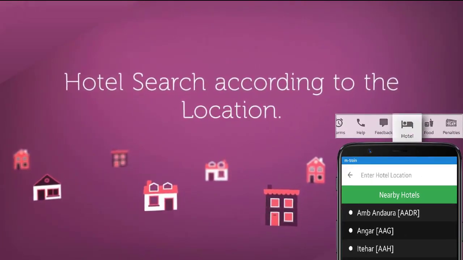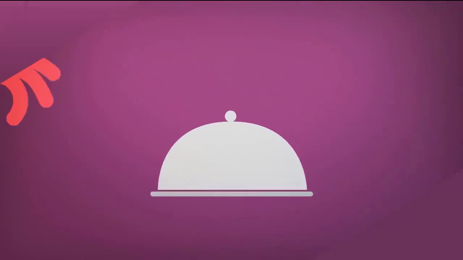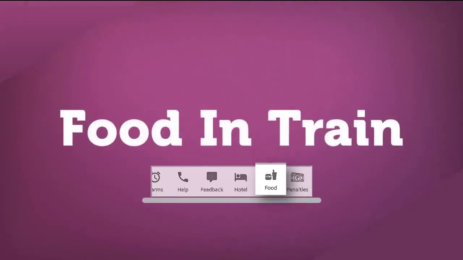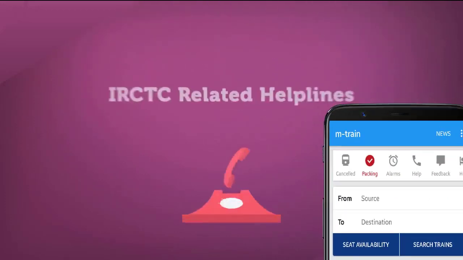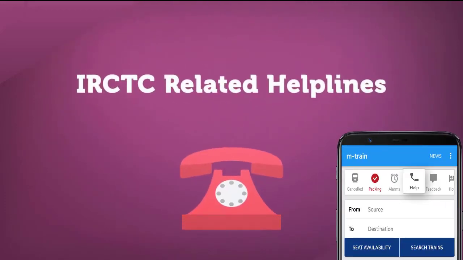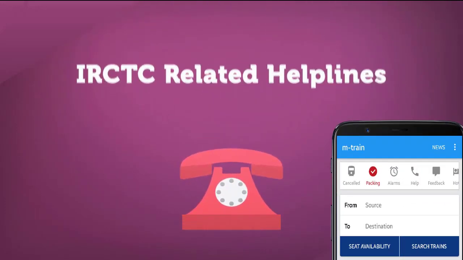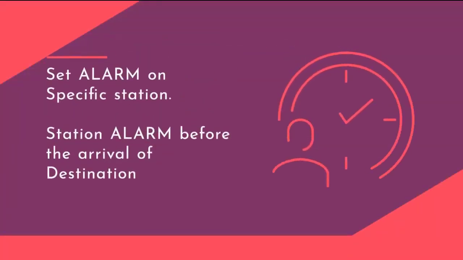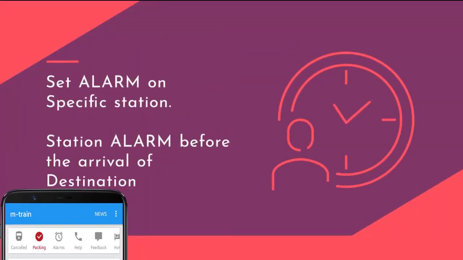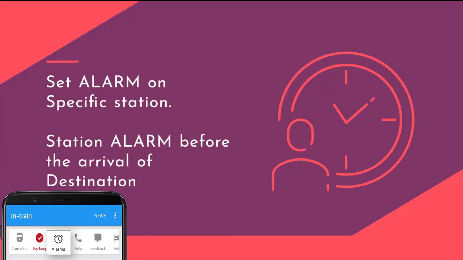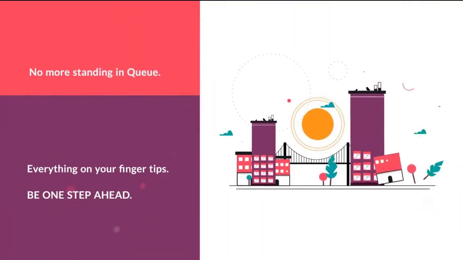You can also search the hotel according to your location. Feeling hungry while commuting? Just use the Food and Train feature of the M-Train app. Need any help in train? Just go to the Help button in the app and get all the important helpline numbers. You can also set an alarm on a specific station or an alarm before the arrival of your destination station. So if you are asleep, M-Train is there to wake you up.